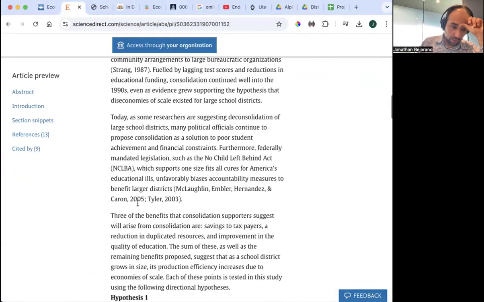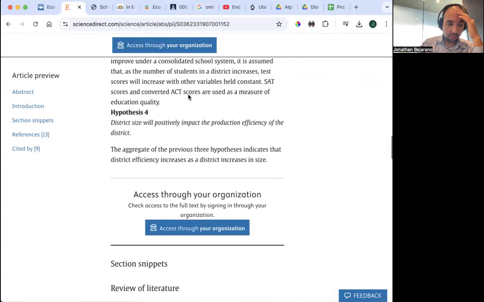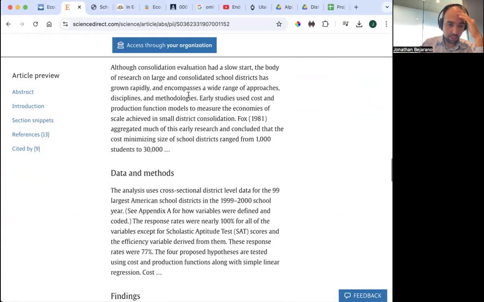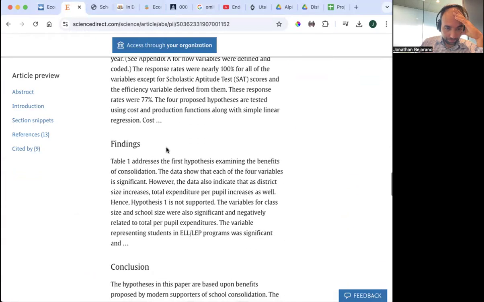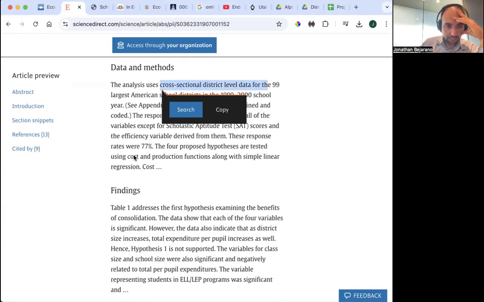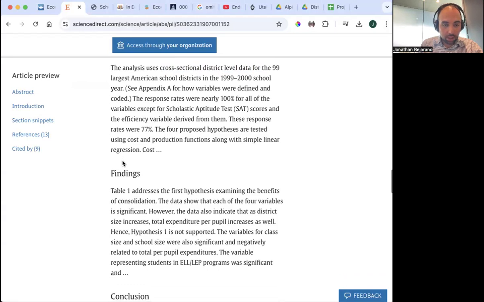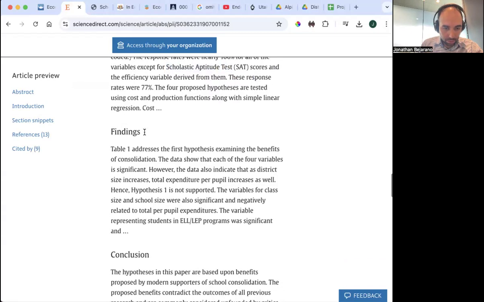But one thing I want to point out is their methodology. So they have a hypothesis saying district size will negatively impact the total expenditure per pupil, right? And that's what the WestEd is saying. But the methodology that they use to disprove that is by just doing cross-sectional district level data, so analyzing 99 of the largest American school districts. So this is not Utah specific. And it looks like they did try to include some other variables in here, except for the Scholastic Aptitude Test, they didn't get all of those variables.